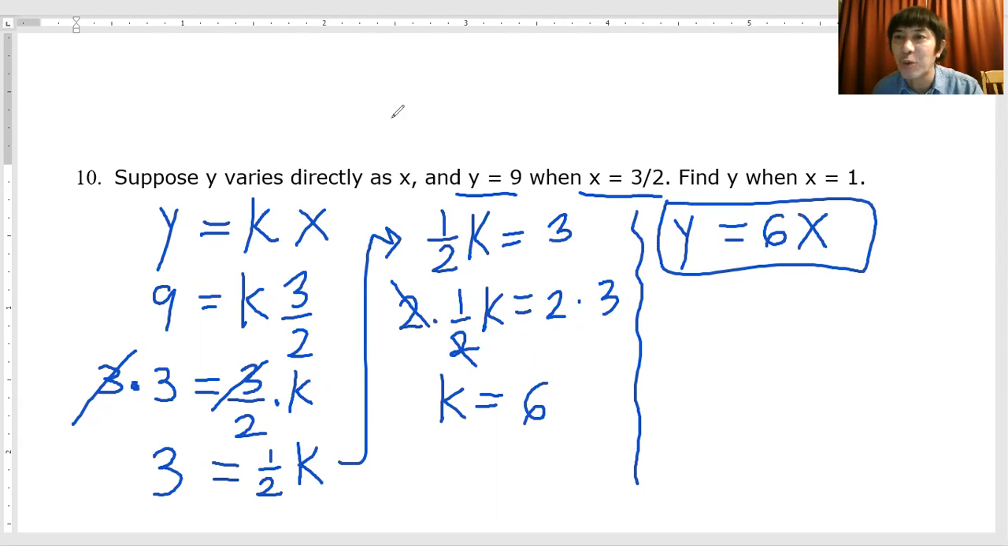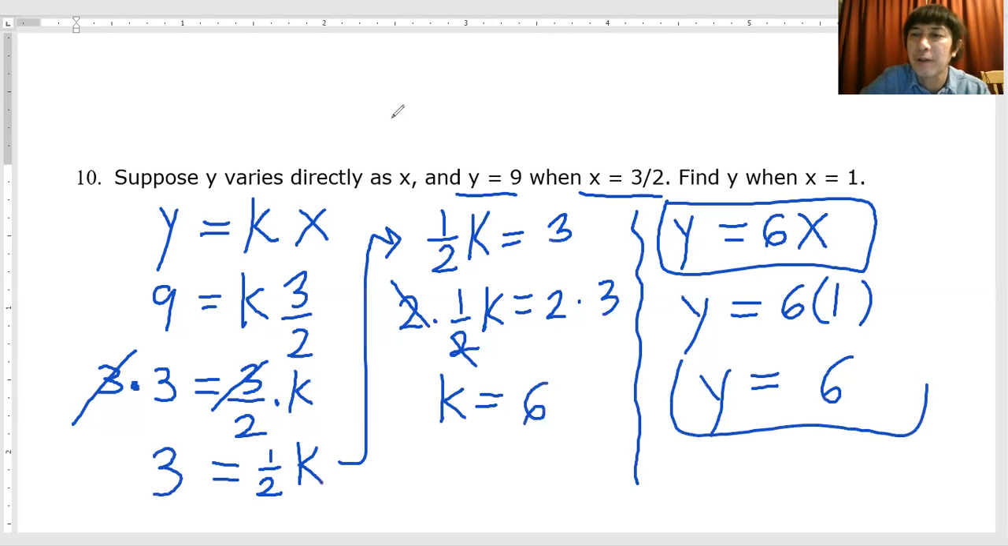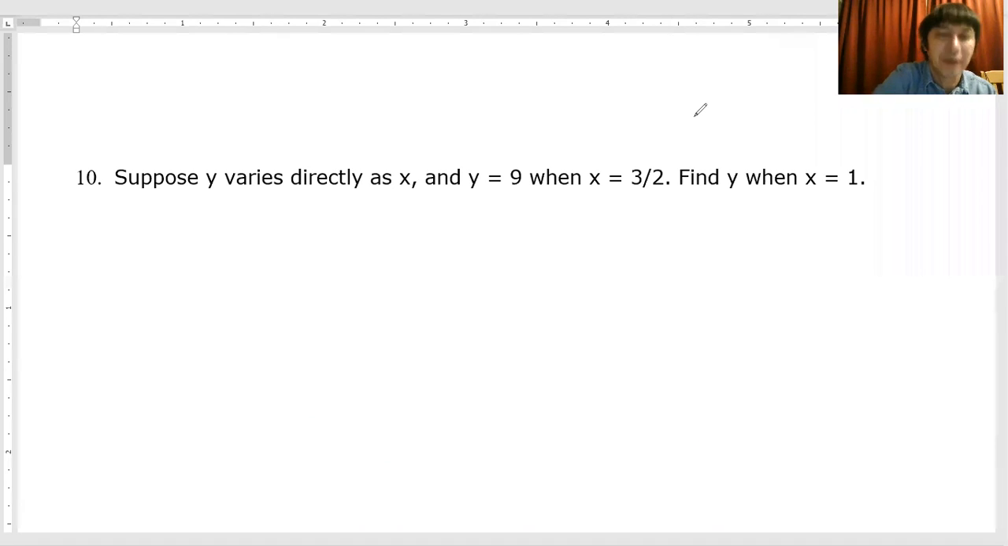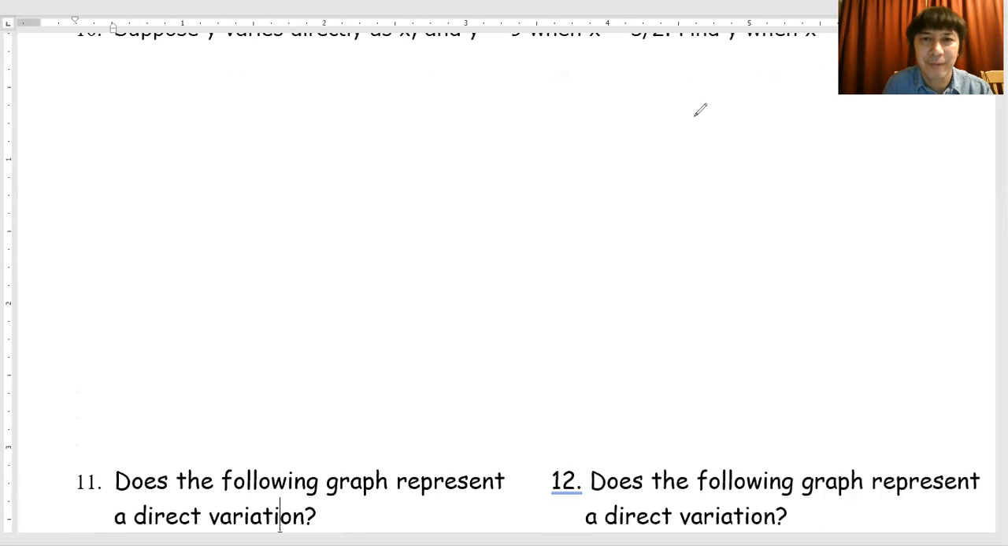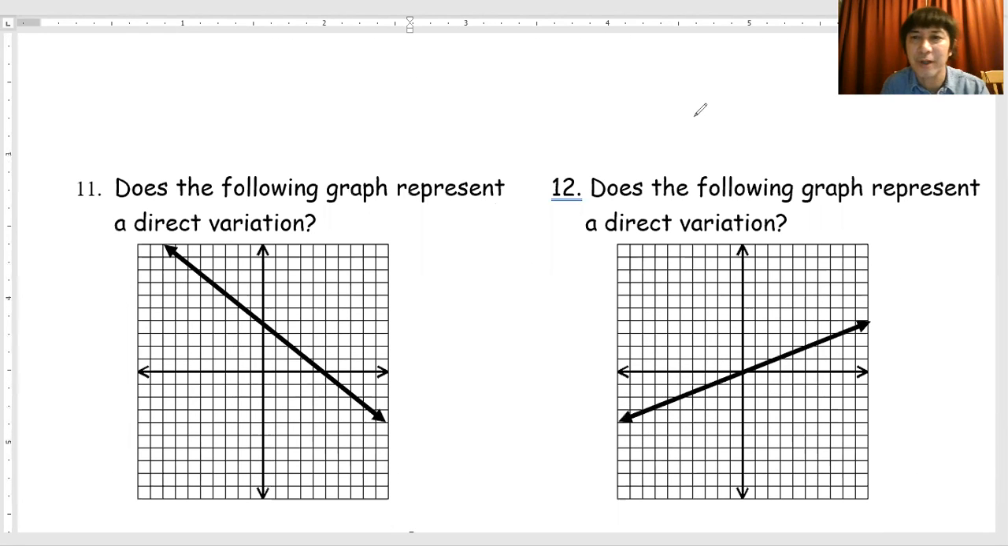Now we're asked to find y when x equals 1. That means we substitute for x the value 1. y is equal to 6 times 1, and y is simply 6. That's the required value. That goes to our number 10. Let's continue. Next, number 11. Here's number 11.